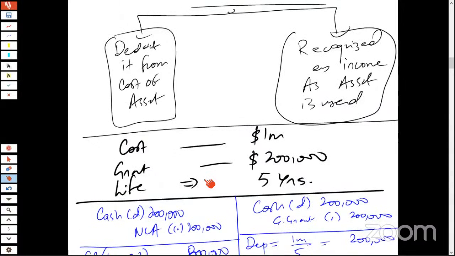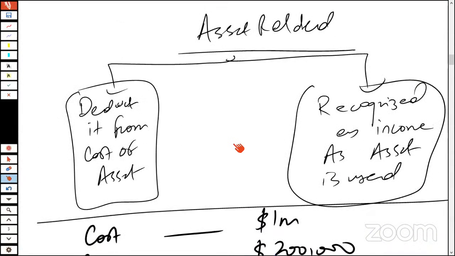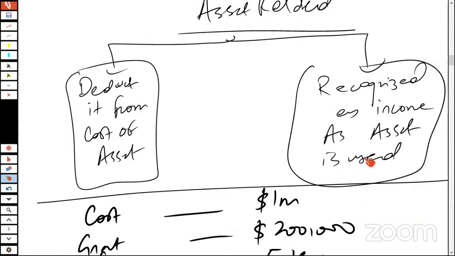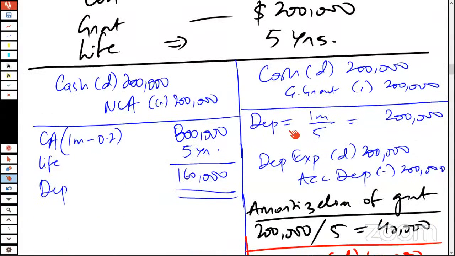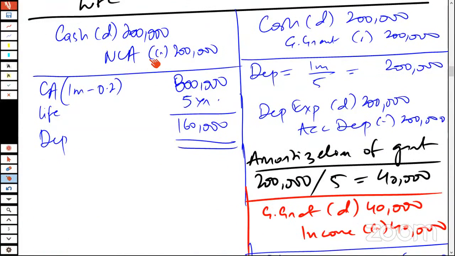Okay, see, what happens is, Edemola, try to understand this thing. I told you that if you are going to be accounting for the government grant, there are two ways. One of them is you deduct it from the cost of the asset. The other is you recognize it as income as the asset is used. There was an asset which had a cost of 1 million. The grant of 200,000 was earned and the life was 5 years. If I deducted from the cost of the asset, my carrying amount is going to be 800,000. The life is going to be 5 years, and the depreciation is going to be 160,000 every year.